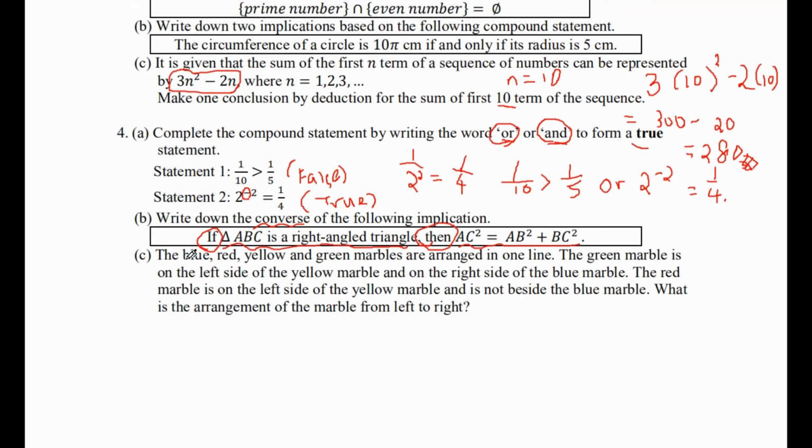C. The blue, red, yellow, and green marbles are arranged in one line. The green marble is on the left side of the yellow marble and on the right side of the blue marble. Okay, so let's start from this sentence. The green marble is on the left side of the yellow marble. So that means like this. Yellow marble is here, the green marble is on the left. This is left, this is right.